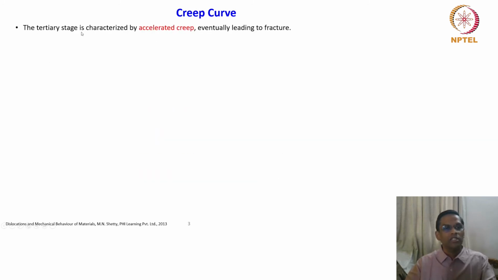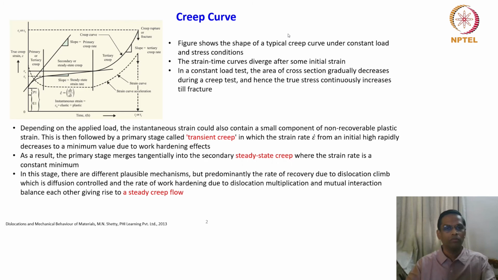The tertiary stage is characterized by accelerated creep, eventually leading to fracture. What is it that we are saying now? We are saying this is the tertiary stage. After steady state, we quickly see this. So this is the tertiary. You can see that the rate is very high, the slope is very high, and it goes all the way up to the fracture.